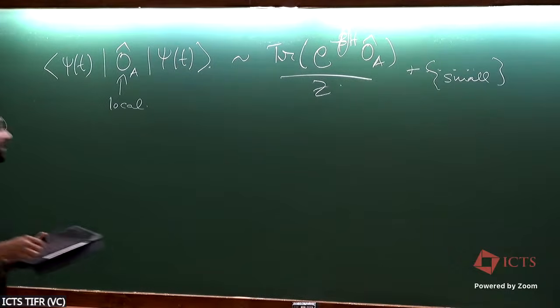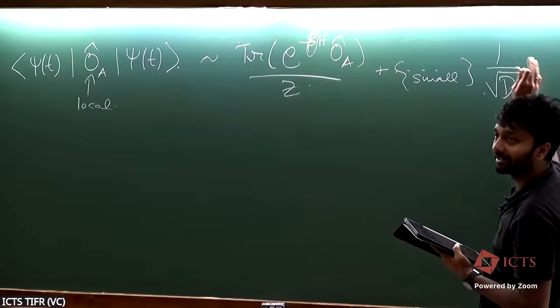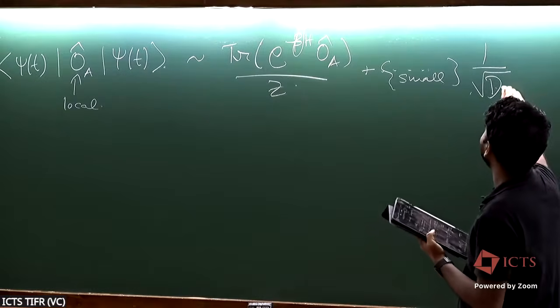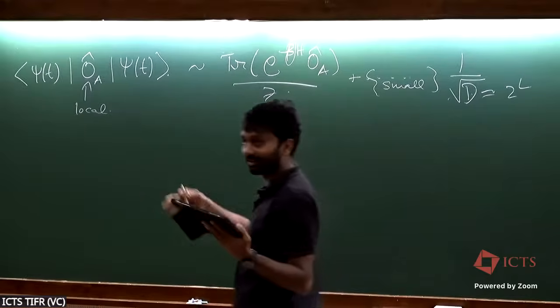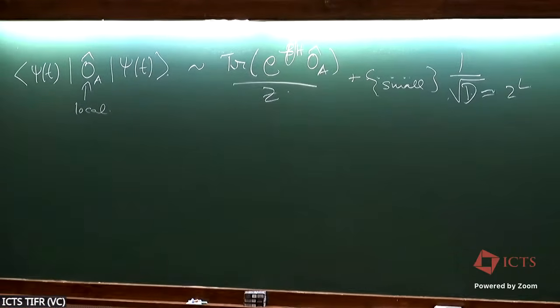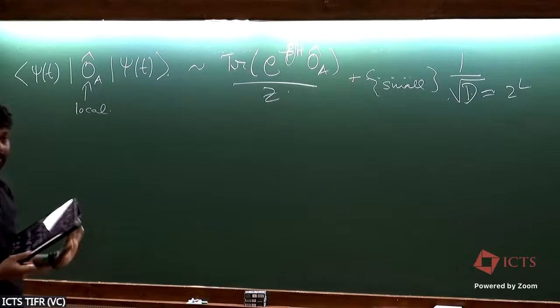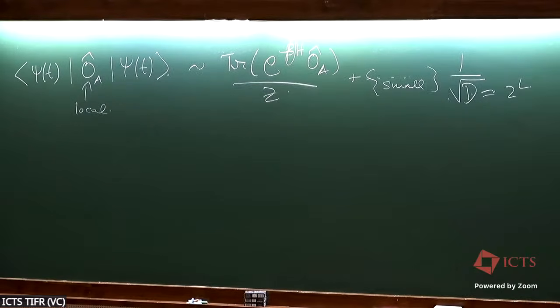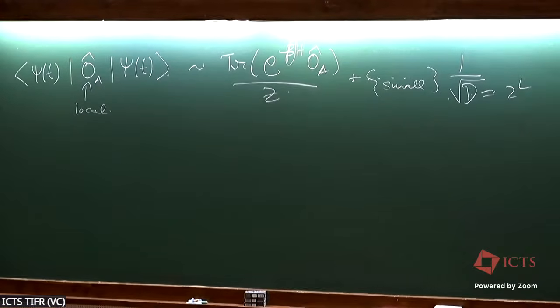Yeah, so they are small in that they are suppressed by 1 over the square root of the Hilbert space dimension. The Hilbert space dimension is something like 2 to the L. As you take larger and larger system sizes, this is asymptotically true. Yeah, that's the idea. As long as your H is generic, and I'll be more specific about for what Hamiltonians this would hold.